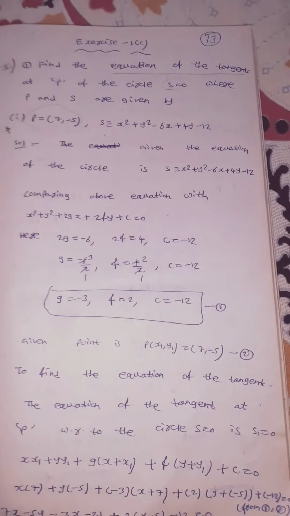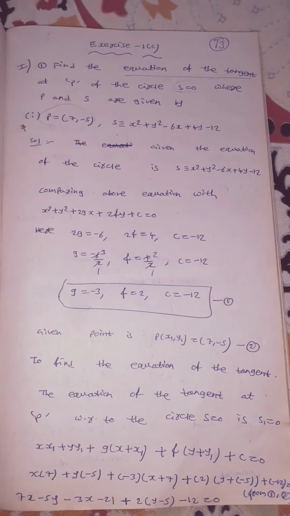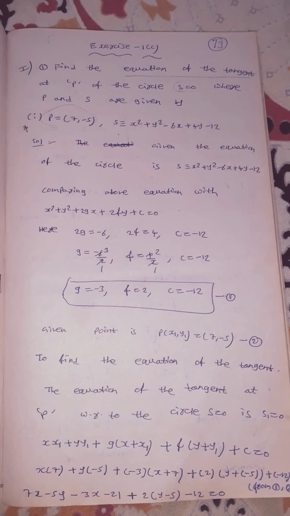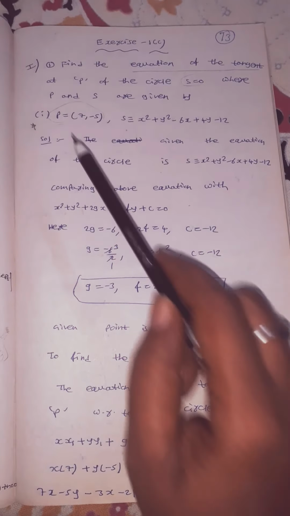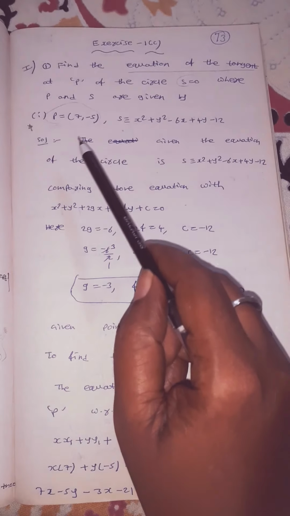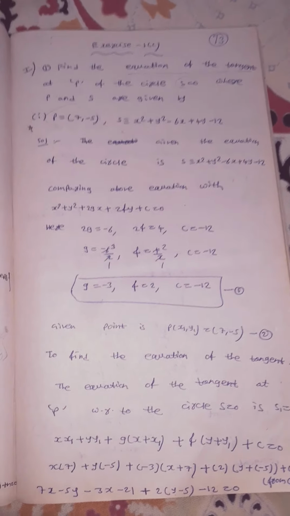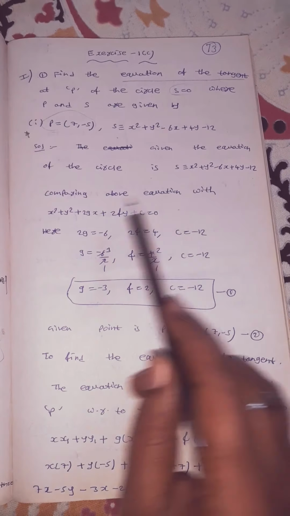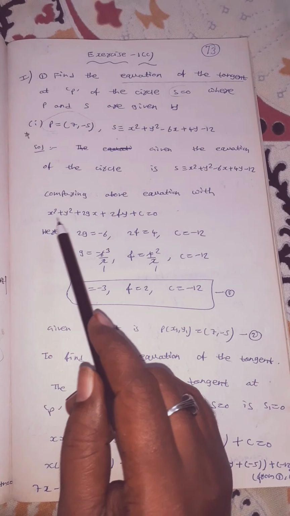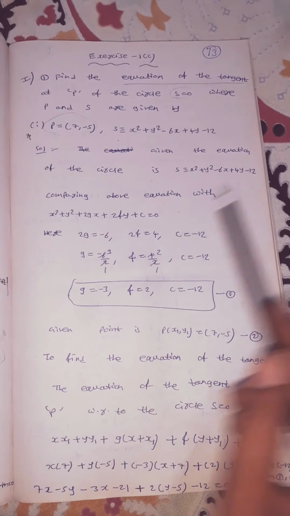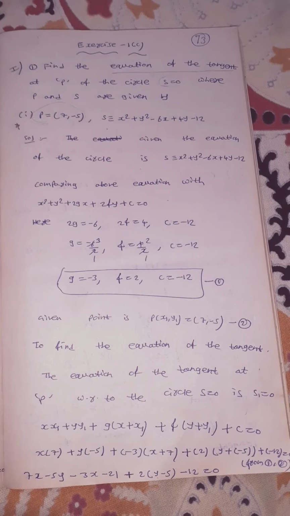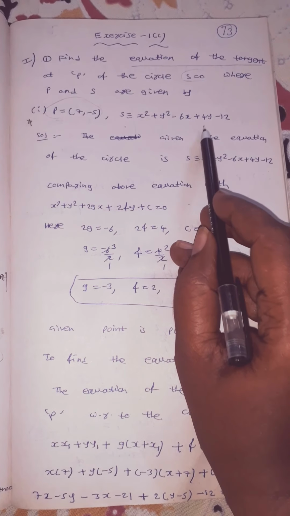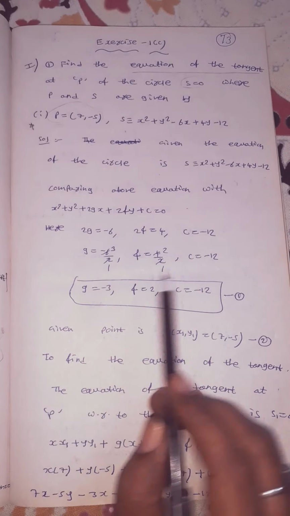Next, exercise 1(c), children, first bit: find the equation of the tangent at P of the circle S = 0 where P and S are given. This is the point P, (7, -5), and the circle equation. Comparing the given equation with x² + y² + 2gx + 2fy + c = 0, here 2g is -6, 2f is 4, c is -12.